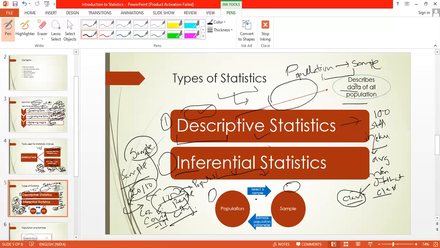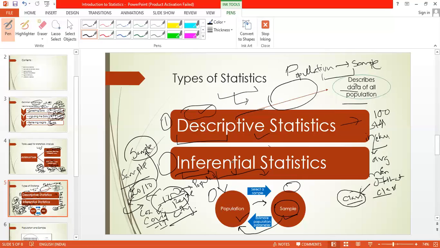In this figure also you can see that from a population we are selecting a sample, and by analyzing this sample, we are estimating the parameter of the population. That's why it is called inferential. From the sample data, one can make inferences about the data or the parameter of the population. So sample data can be used to infer about the parameter of a population. That is known as inferential statistics.